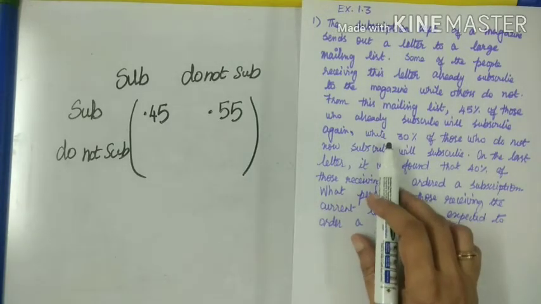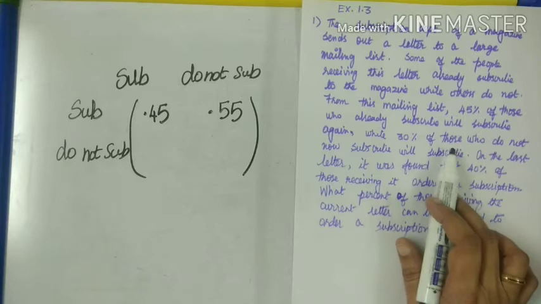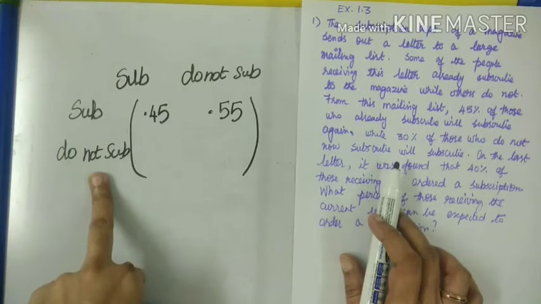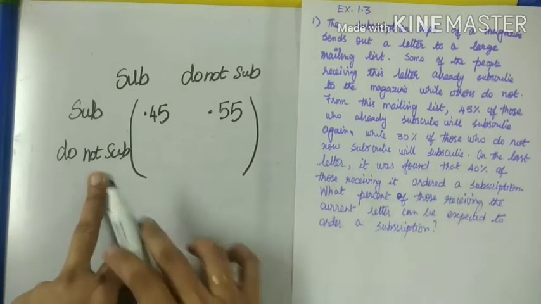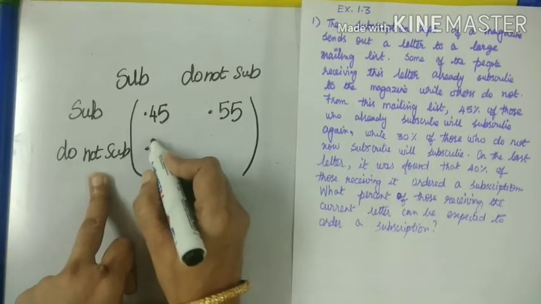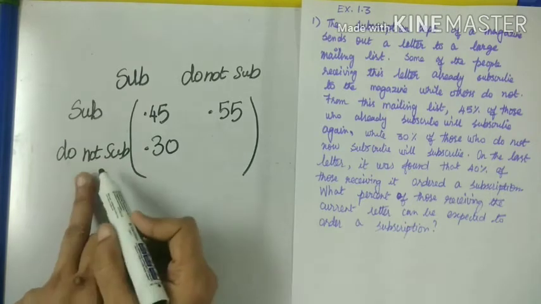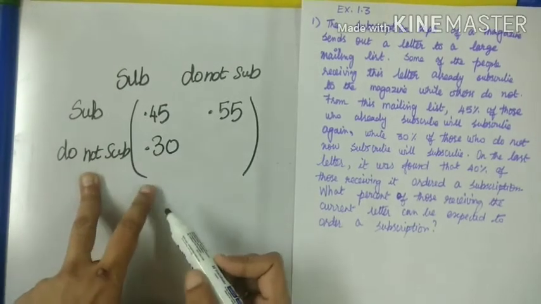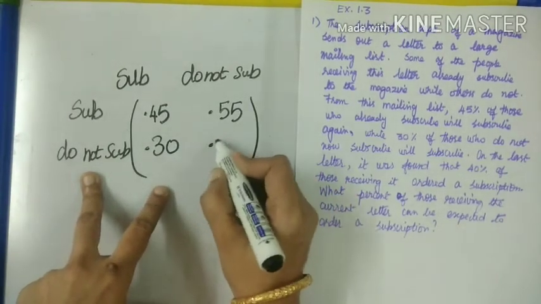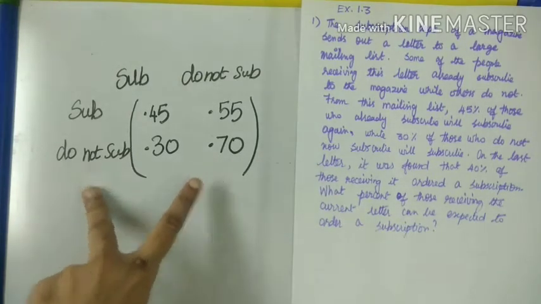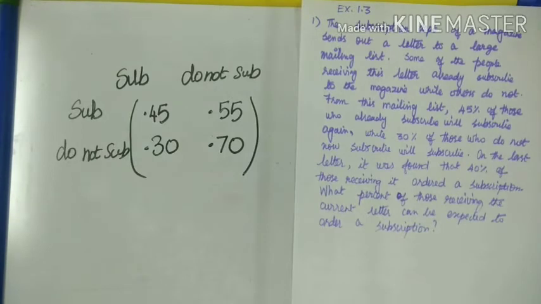The second statement: 30% of those who do not now subscribe will subscribe now. So they did not subscribe earlier, but after seeing the letter, they want to subscribe now. What percentage? 30%. That means how many do not subscribe? 1 minus 0.3, that is 0.70. Once I fill up this transition matrix, I have to see what happened initially.